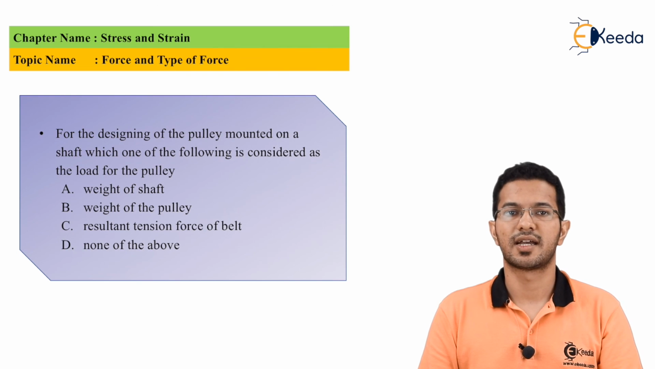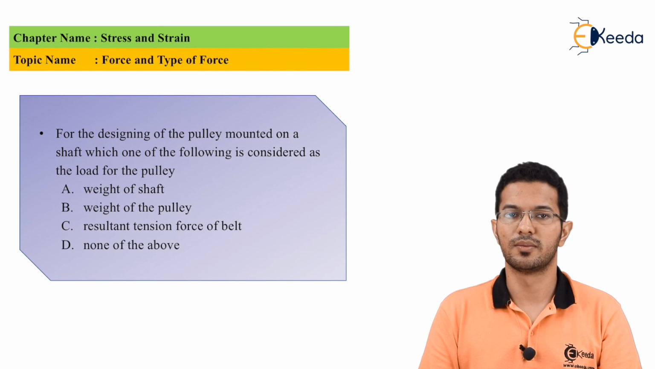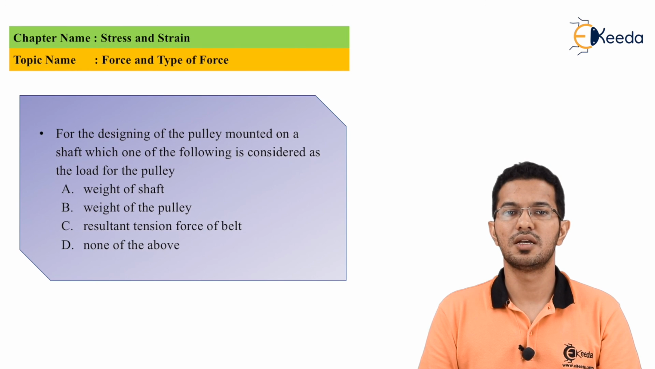Let's have a look at the second question. For the design of the pulley mounted on a shaft, which one of the following is considered as the load on the pulley? We have been given 4 options. Option A, weight of the shaft. Option B, weight of the pulley. Option C, resultant tension force of the belt. Or option D, none of the above. It is a clear case that the correct answer is option C, because it is the resultant tension force of the belt.